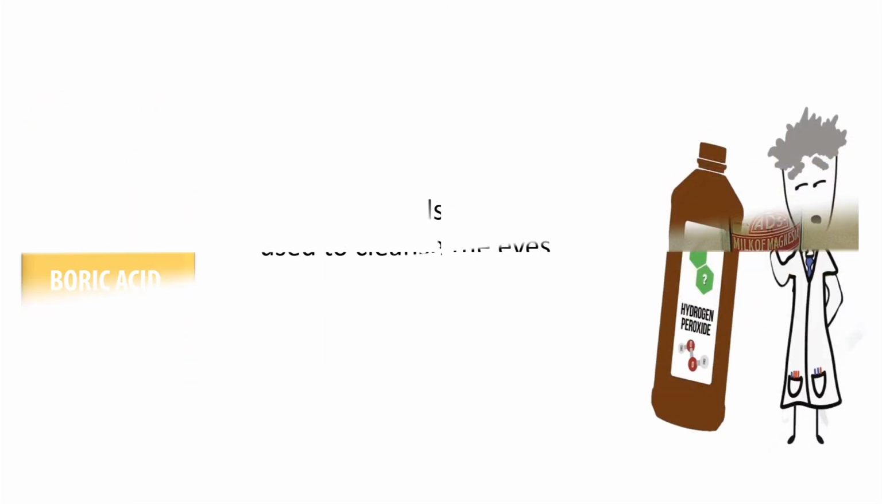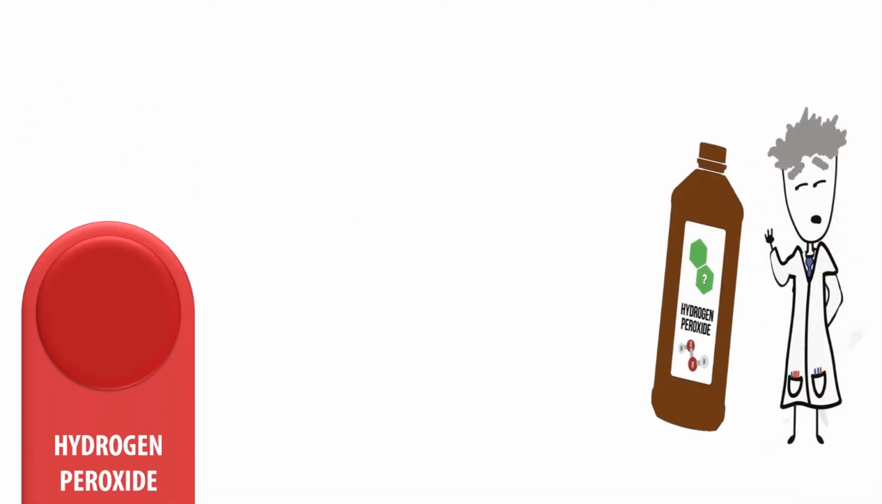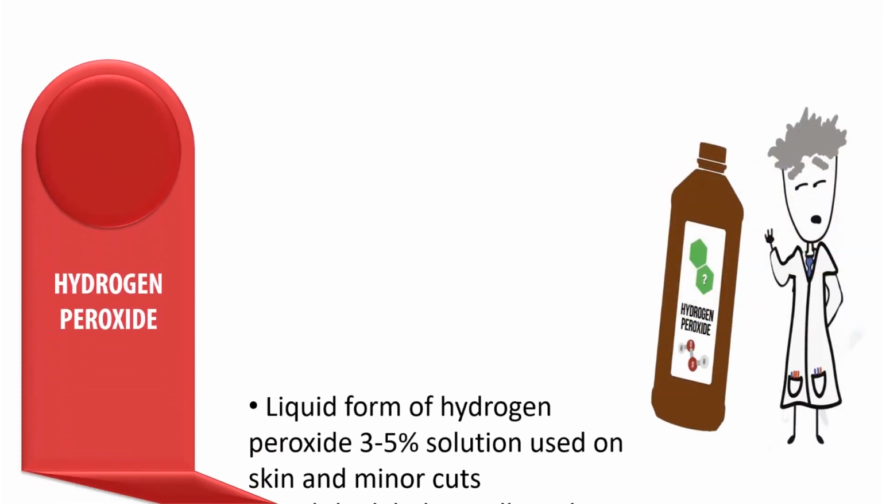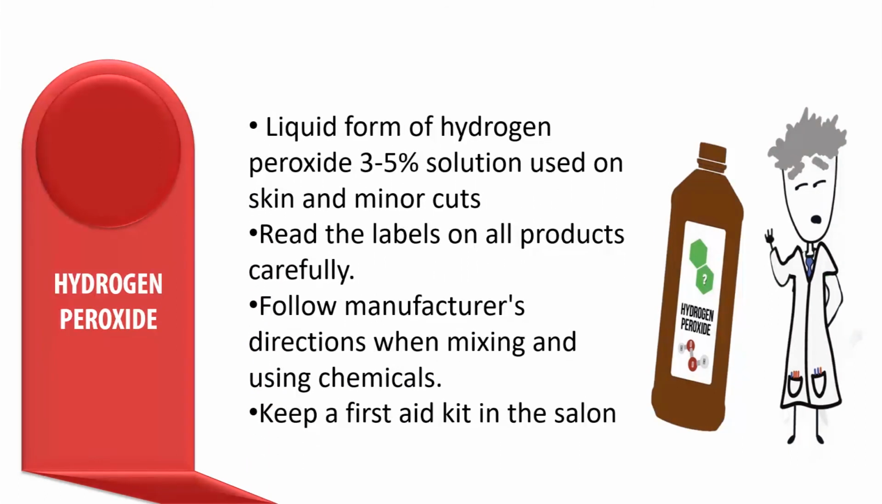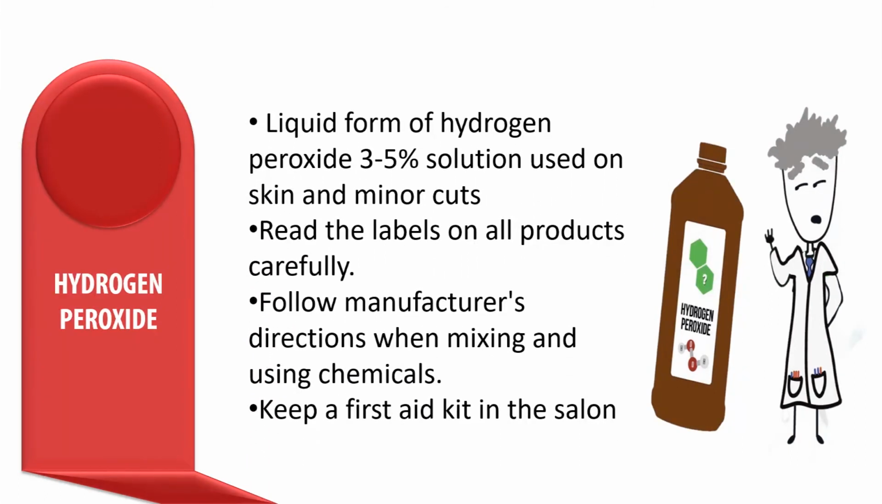Now, let's see how hydrogen peroxide helps in sterilization and sanitation. Liquid form of hydrogen peroxide, 3 to 5% solution, is used on skin and minor cuts.